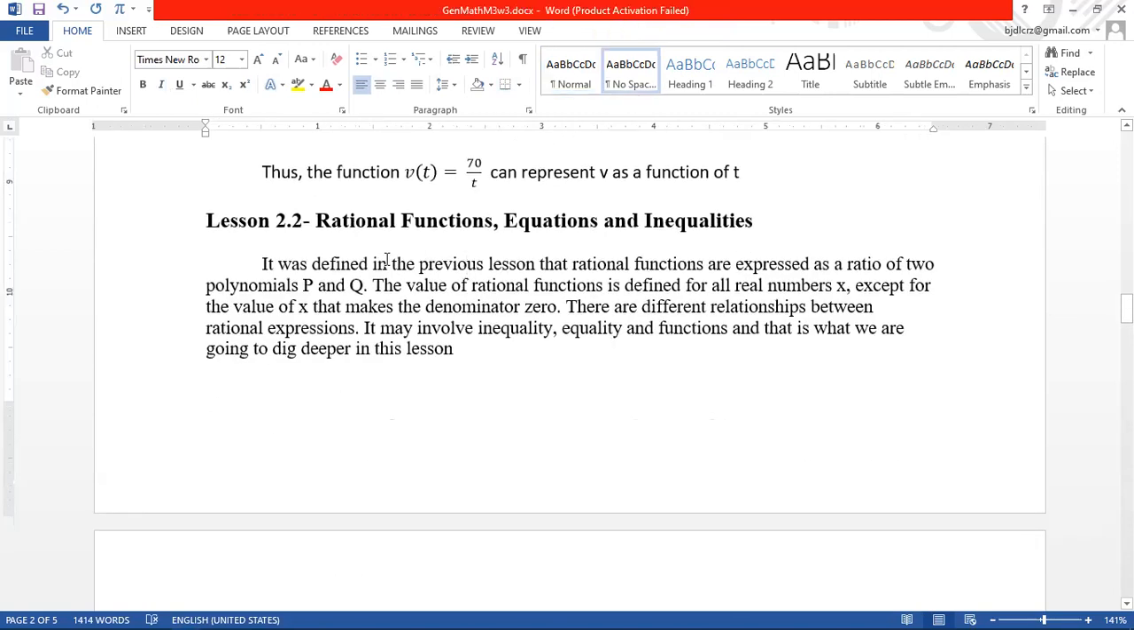Okay, next for lesson 2.2: rational functions, equations, and inequalities. It was defined in the previous lesson that rational functions are expressed as a ratio of two polynomials p and q. The value of a rational function is defined for all real numbers x, except for the values of x that make the denominator 0. There are different relationships between rational expressions. It may involve inequality, equality, and functions, and that is what we're going to dig deeper into in this lesson.